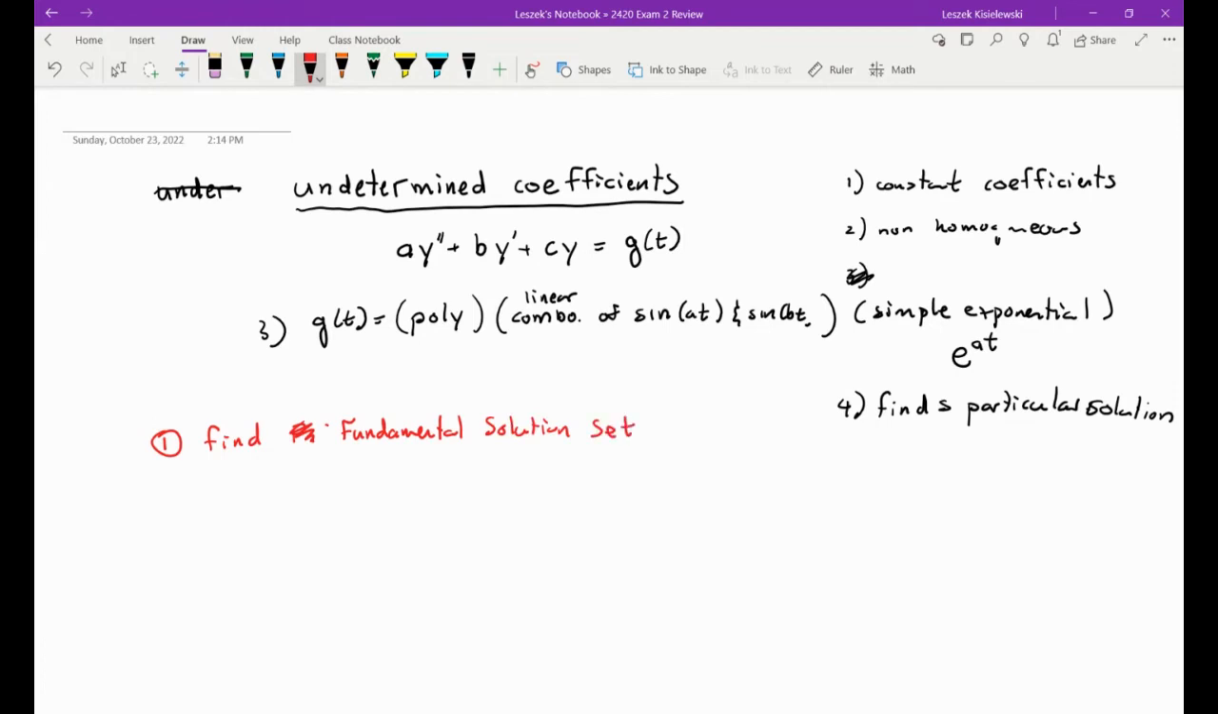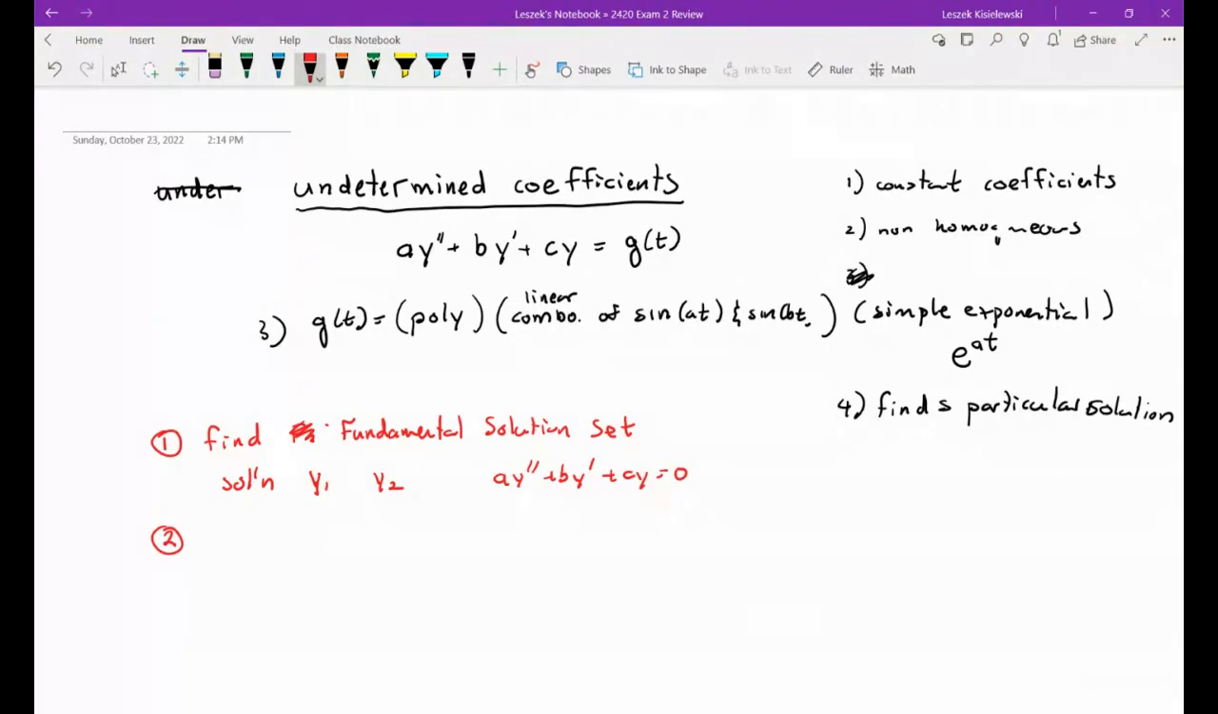I'm not sure why I'm capitalizing this. Okay. So that is to say, you're finding the two linearly independent solutions to the homogeneous equation. Okay.